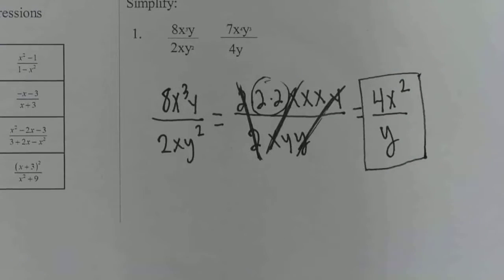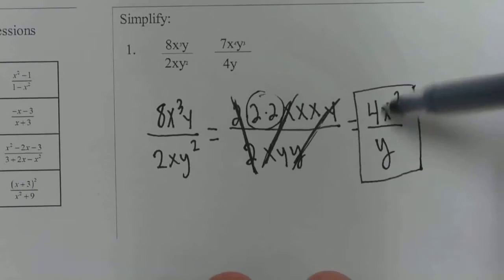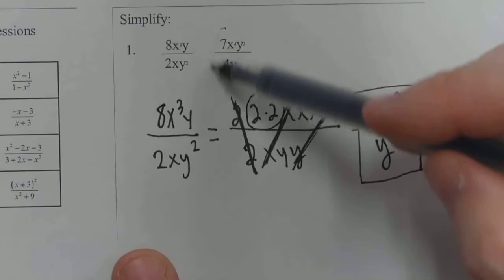So my answer would be 4x squared divided by y. And then I'm done because nothing else will cancel.